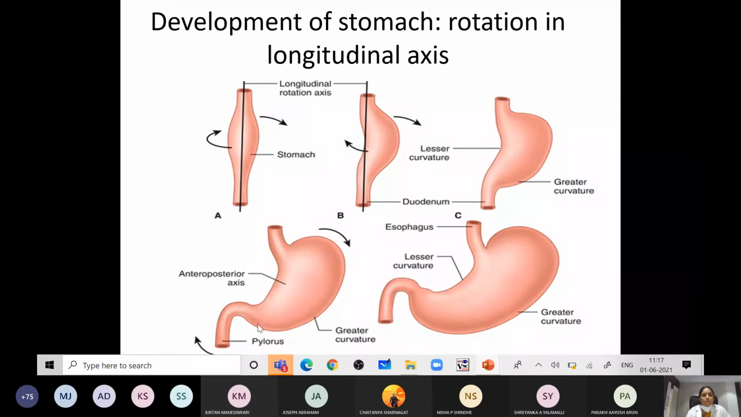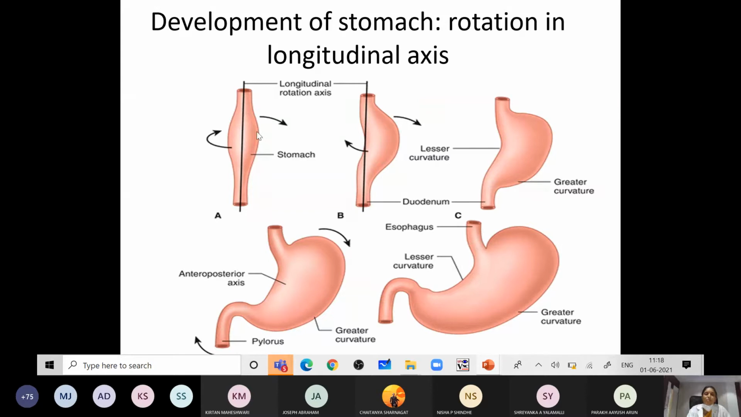Then the pylorus also grows, and it grows more anteriorly. Clear? So the pyloric part of the stomach will grow and push the stomach more forwards. When it pushes the stomach more forwards, see the position of the lesser curvature. It won't be straight like this. It is pushed upwards this way. Clear? Why it happens, I will tell again in the next slide.